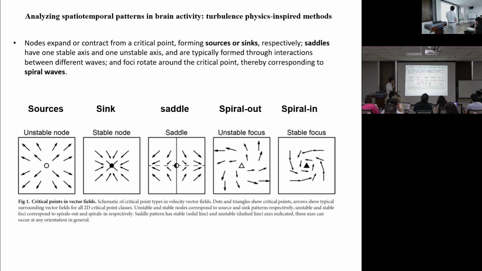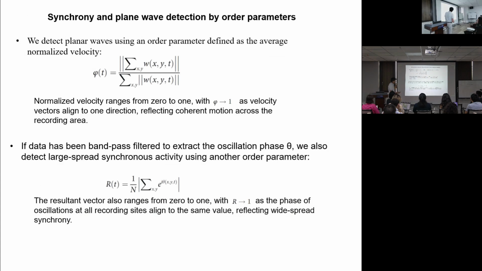Stable and unstable directions. And also we have spiral waves. This is spiral out, which means the spiral wave is unstable. And also we have spiral in. This is a focus, a type of spiral. But anyway, we can now detect all types of wave patterns you can imagine from the real data.